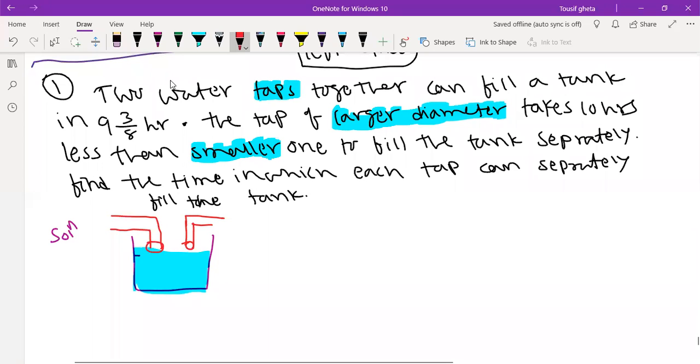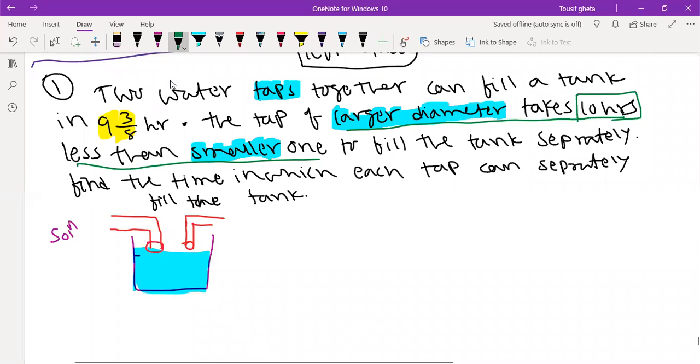Okay, they say what? Both the taps together will fill the tank in 9 by 8 hours. Okay. Both the taps, if you keep them open, will fill this tank in 9 by 8 hours. So now extra data they gave. If you do not understand in between, you can point me out. The tap of larger diameter, they are giving, takes 10 hours less than the smaller one.